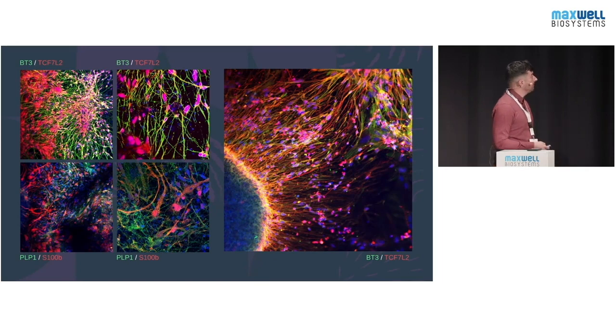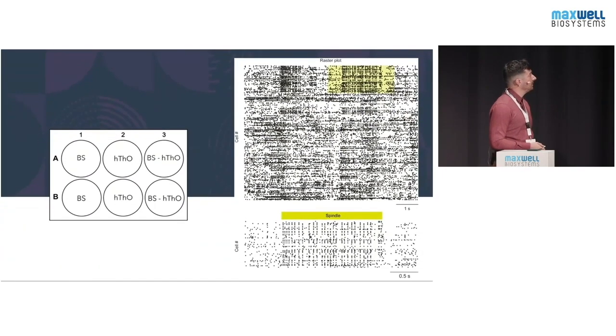So yeah, basically now what we are doing is to study by using mainly MaxOne, but now also MaxTwo, because that was what the lab was using before. And we are using this not only for the iPS human-derived models, but also with mouse primary cultures.